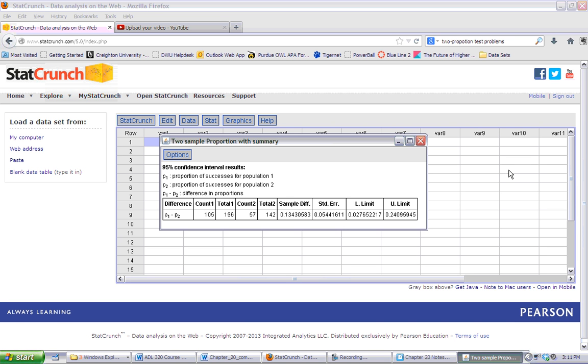So again, you would write them in parentheses and put the lower limit first, comma, the upper limit.